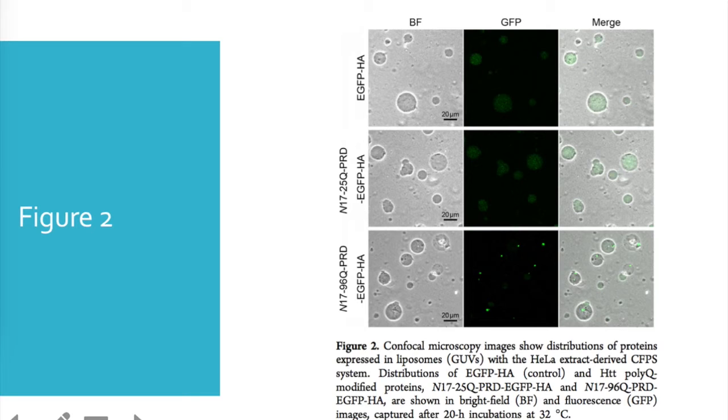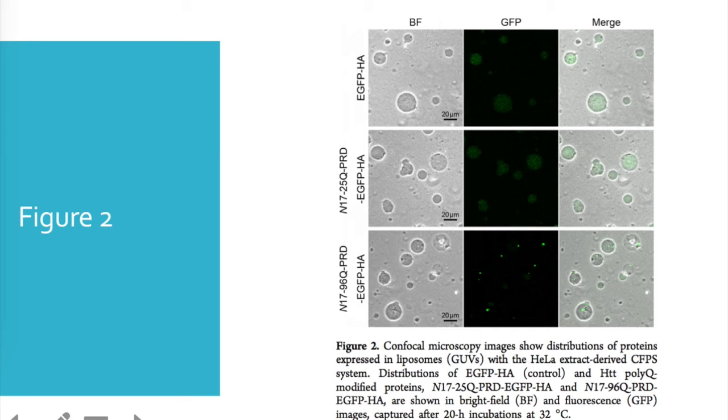On the top, with the control, we suspect that there will be no aggregation for the proteins since there are no polyQ repeats. In the middle, it is well below the threshold of Q repeats, and so we also suspect it'll have the same results as the control. And on the bottom, it is well above the threshold for Huntington's with polyQ repeats, and so we suspect that there would be aggregation in those proteins.